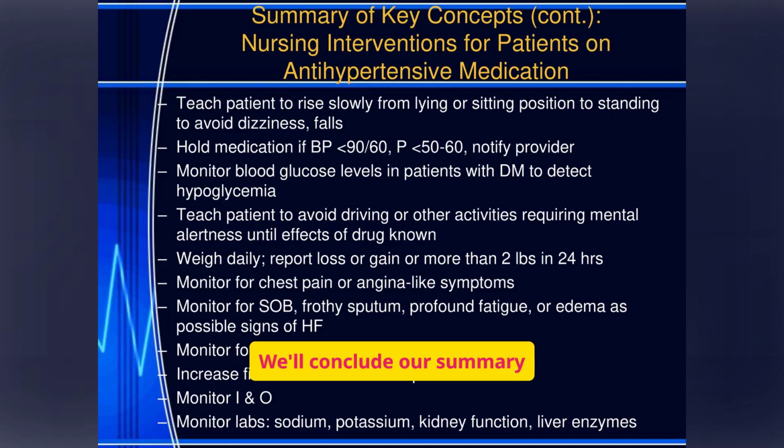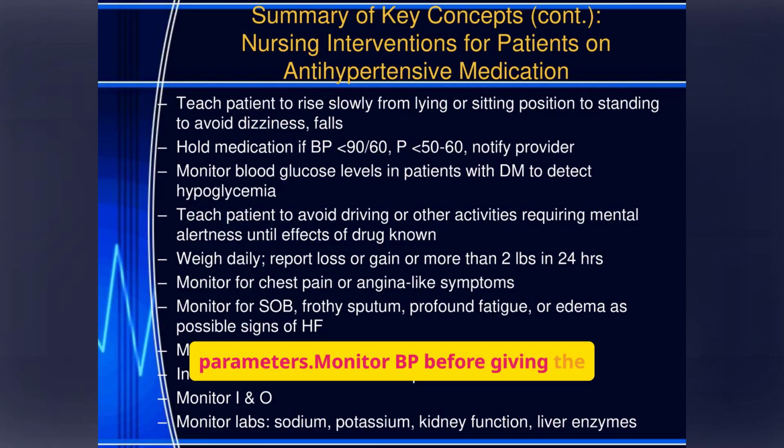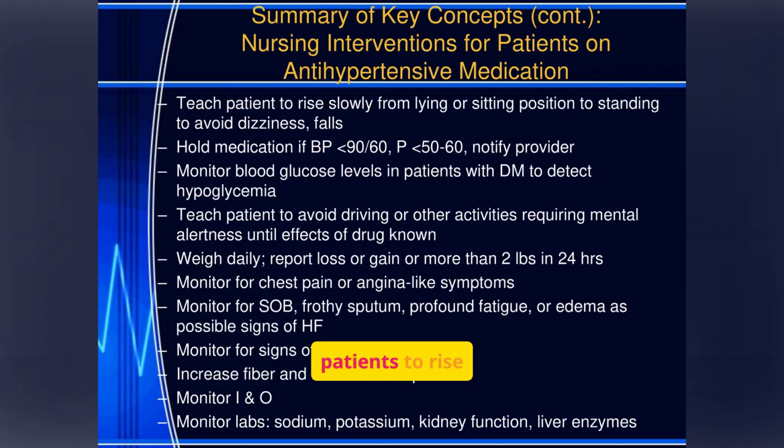We'll conclude our summary with nursing interventions for patients on antihypertensive medications. We'll discuss important teaching points and monitoring parameters. Monitor BP before giving the drug, and teach patients to rise slowly. Educate on side effects like dizziness or fatigue, and stress the importance of daily weights for fluid changes. Watch for symptoms of heart failure or hypoglycemia if the patient has diabetes.